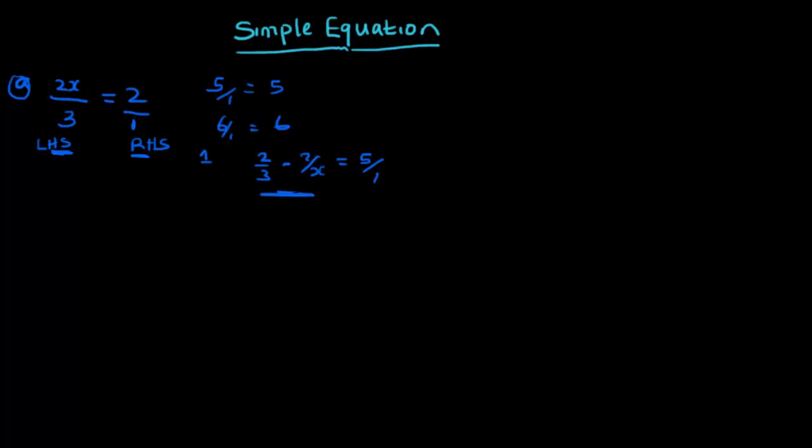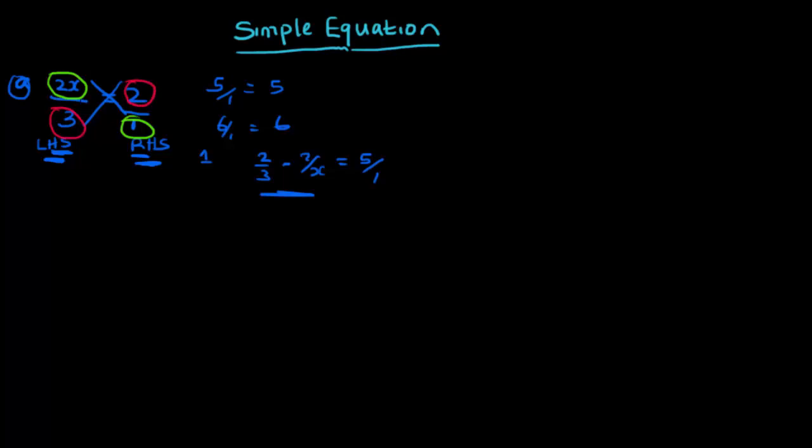I don't mean 2 over 3 minus 2 over x equals 5 over 1. Here you've got two fractions. So if you have one fraction on the left hand side and one fraction on the right hand side, you cross multiply. Did you get that? This is how cross multiplication works. This 2x will multiply this 1, while 3 will multiply 2.